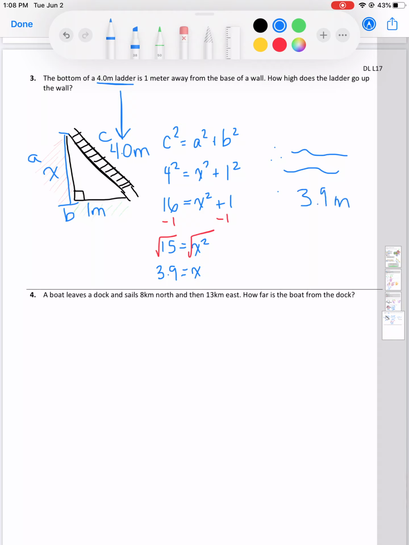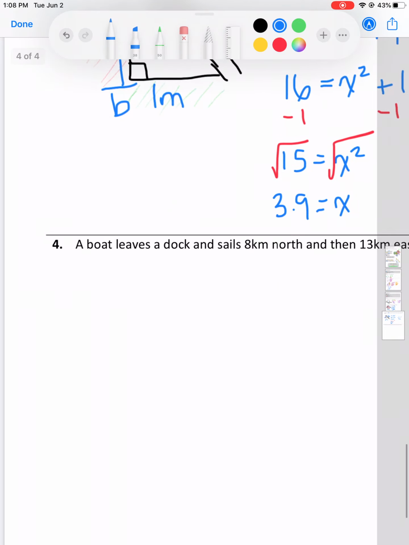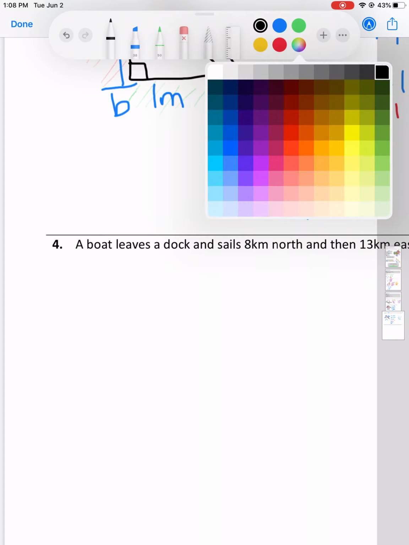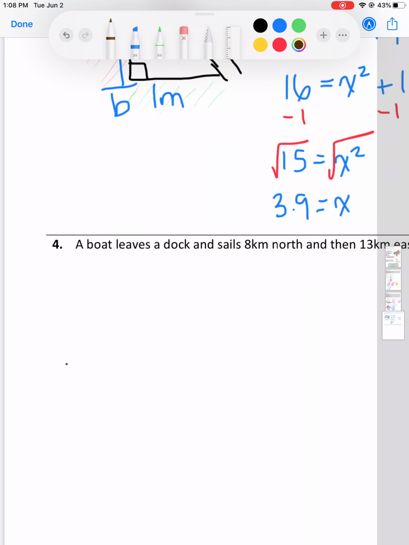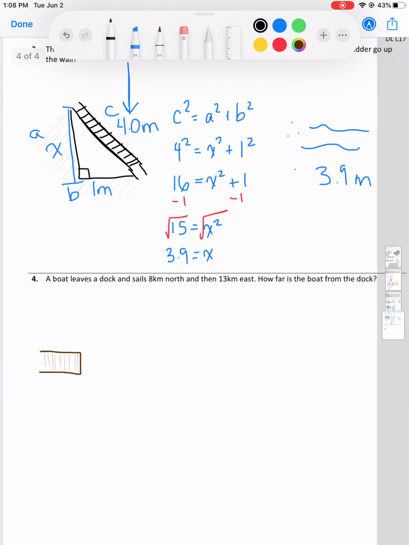Therefore, the ladder is 3.9 meters away from the wall. Okay. A boat leaves a dock. I'm going to get all artsy again, just because I feel like it. I'm going to move this down a little bit. I find that the pictures help.